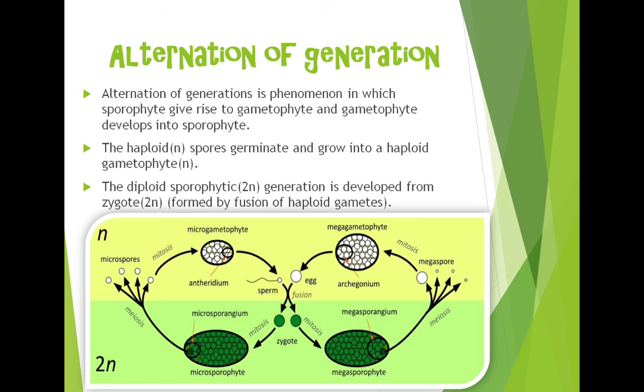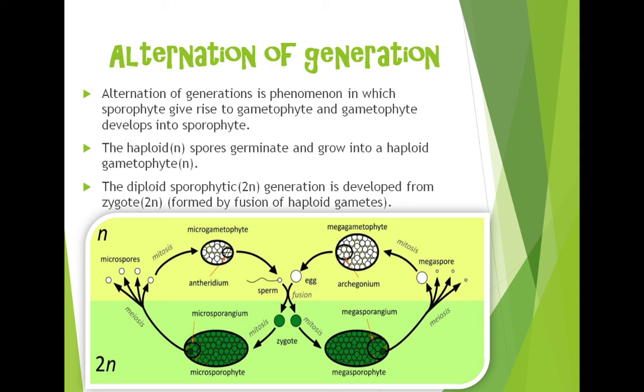अब देख लेते हैं हम कि alternation of generation का phenomena क्या है. So alternation of generation is the phenomena in which sporophyte gives rise to gametophyte and gametophyte develops into sporophyte. ऐसा नहीं होता कि sporophyte gametophyte बनाए या gametophyte sporophyte, they give rise to gametophyte and gametophyte develops into sporophyte, and this is called alternation of generation. And this is a very common phenomena in case of some algae, some non-flowering plants like ferns, and in some Rhizopus there is also an alternation of generation.